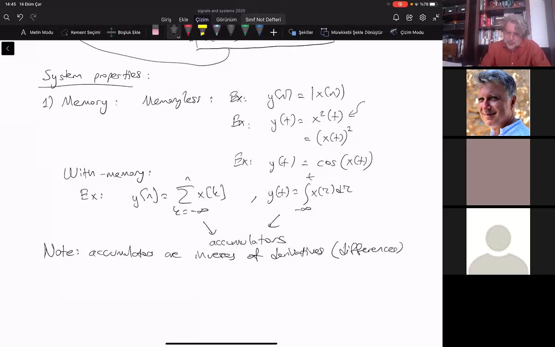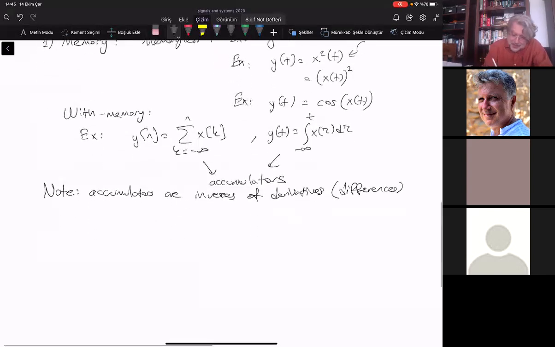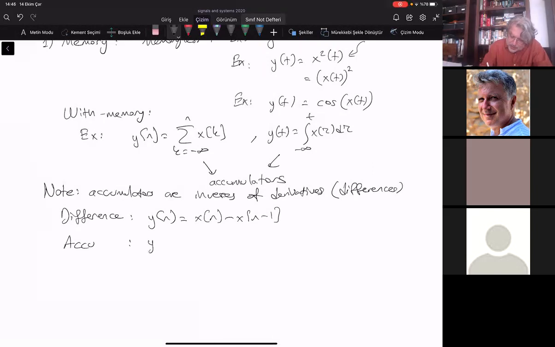So we had a difference operator, if you may remember. What was the difference operator? The first difference operator was y of n is equal to x of n minus x of n minus 1. This is a difference. And then the accumulator is y of n is equal to the sum over k from minus infinity to n of x of k. I'm claiming that these two systems are inverses of one another.